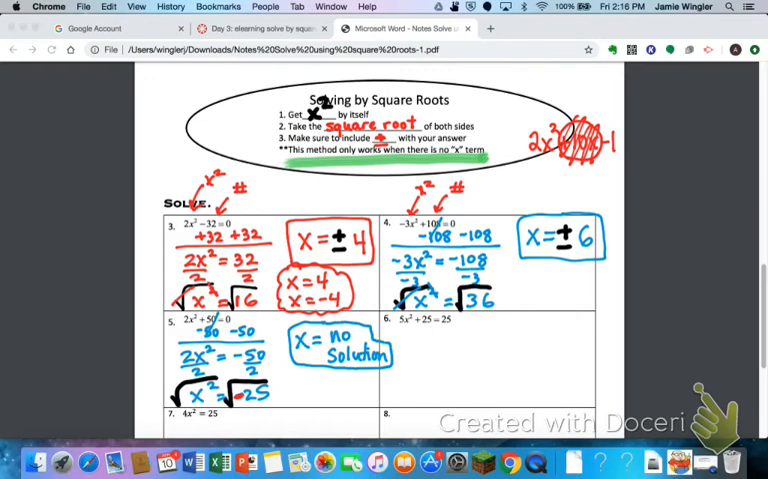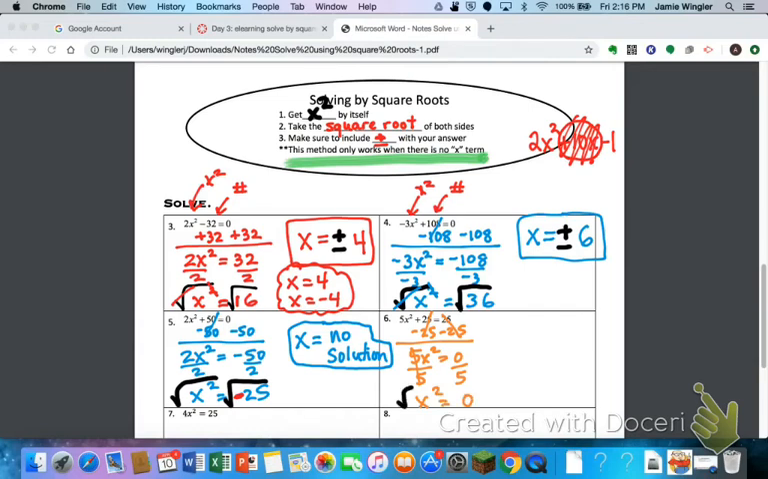So anytime you have a negative under the radical, something else is wrong with this problem. You definitely have to make sure you're aware that you can only take the square root of positive numbers. So let's try number 6. On number 6, I'm going to subtract 25, and I get 5x squared equals 0. That's not negative, so it's okay, so we keep going. So we divide both sides by 5, and we get x squared equals 0.